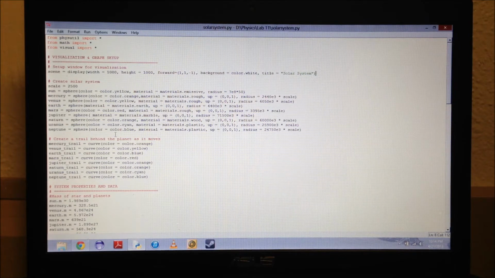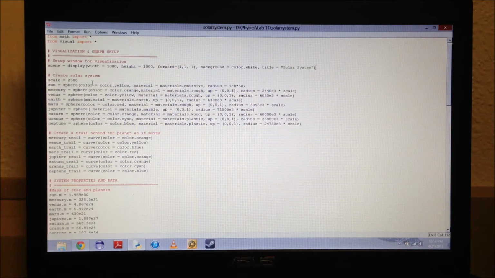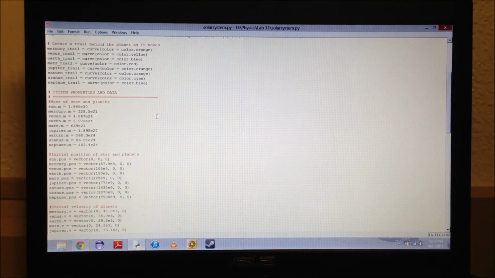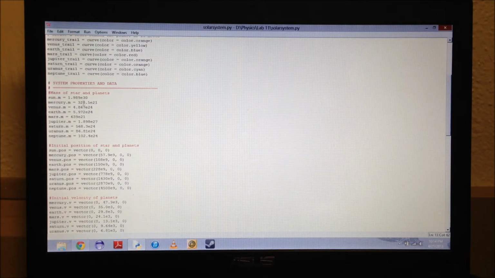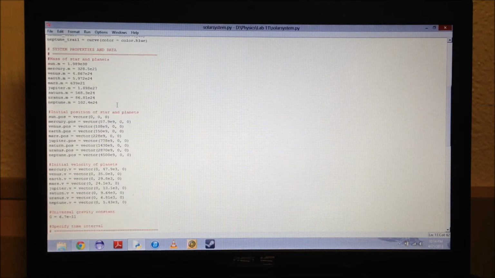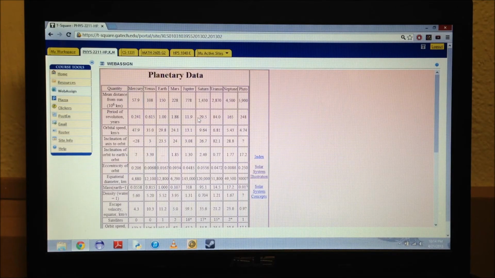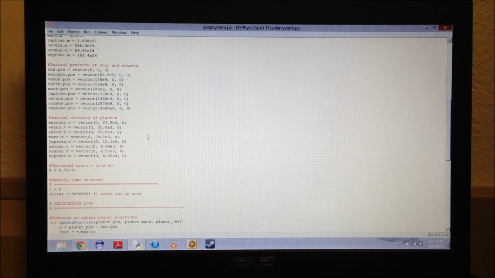Okay, so now I'm just going to run through my program. First, we create all of our objects in the solar system, and I also include a scale because otherwise the planets would be too small to see. Here's where I create the trails behind the planets to show their paths. Here's a bunch of initial data: the mass of the star and planets, the initial position of the star and planets, and the initial velocity of the planets. All this information is from the planetary data chart given off of WebAssign. So anyways, back to this.